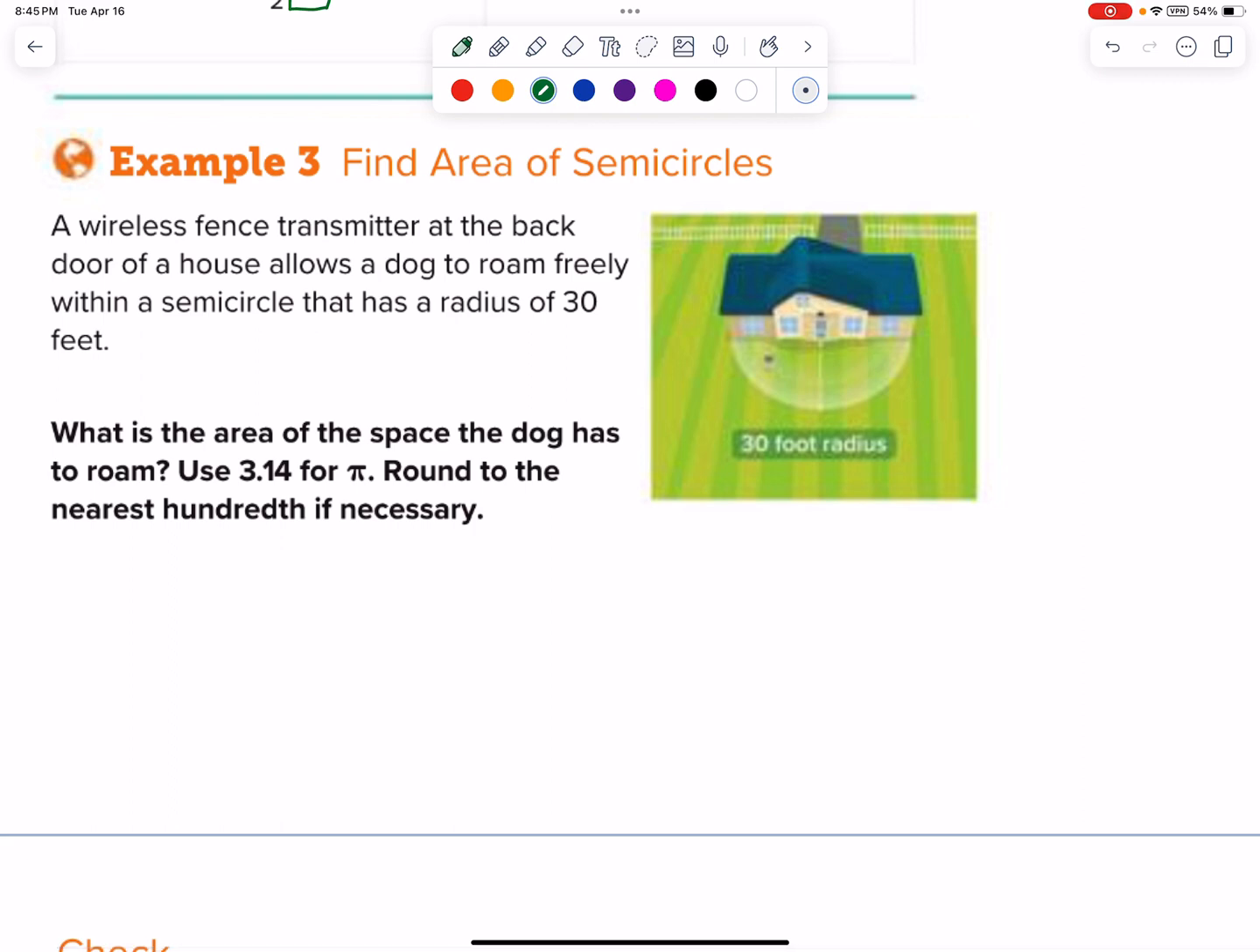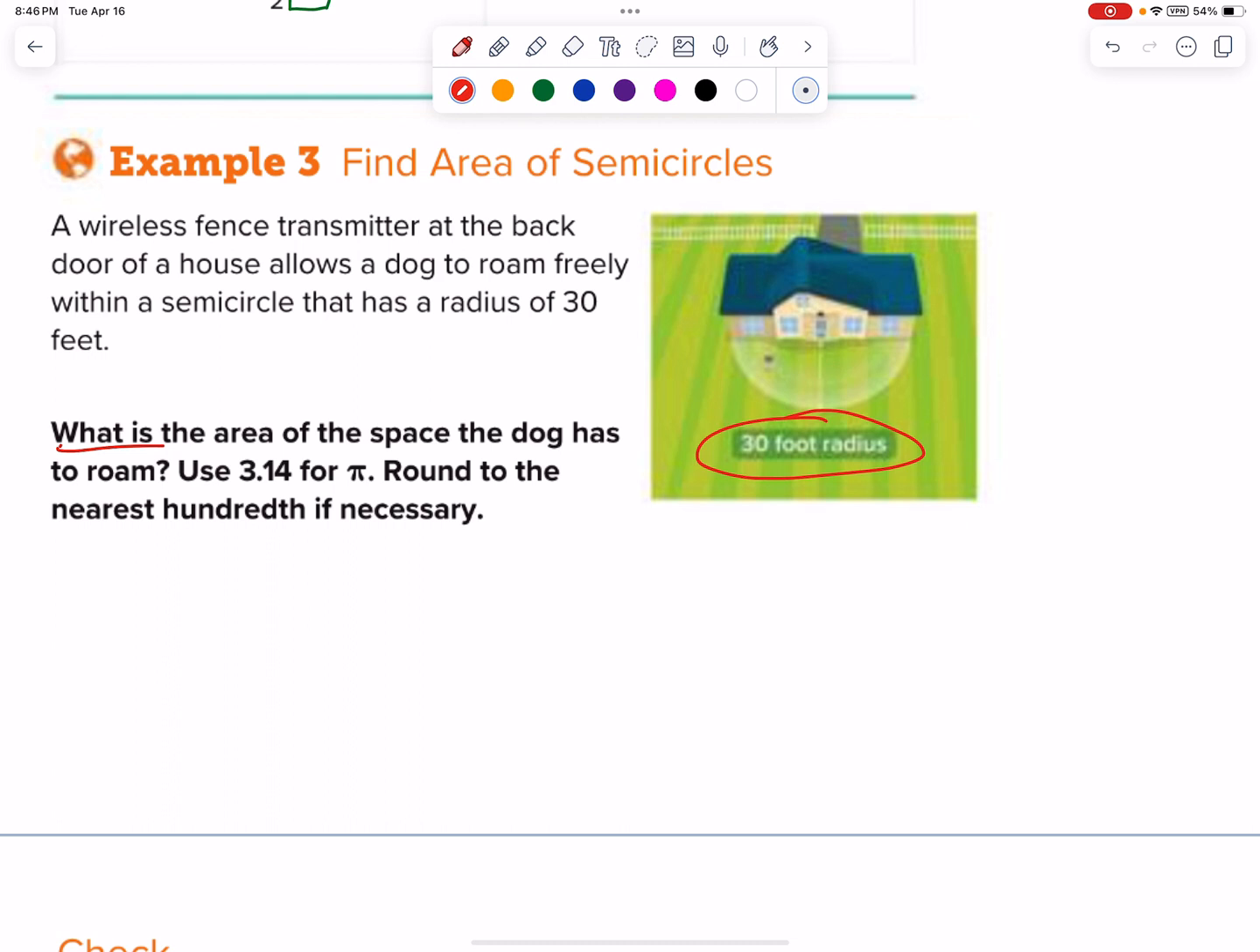So they make these cool wireless fence transmitters. I don't know if any of you have these, but it's sort of a newer thing where you put your collar on your dog, you put this base station, and it creates this radius of where your dog can be. And if they go out of it, then zap, zap, zappity, zap, and bark, bark, and sadness. So anyway, wireless fence transmitter at the back door of the house allows the dog to roam freely. It has a radius of 30 feet. So that's good. At least they're giving us the radius, okay?